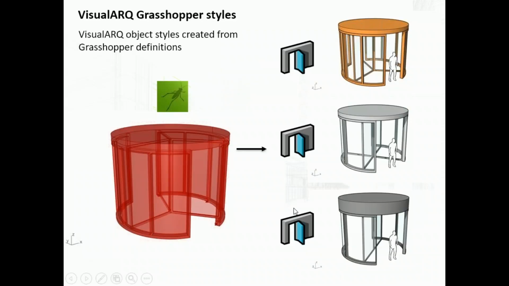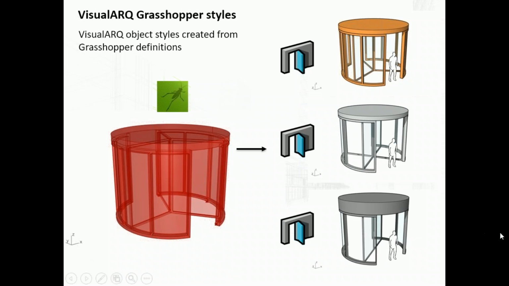Also, VisualARQ provides this other integration with Grasshopper that lets you generate objects from Grasshopper definitions. Okay, you will see later on that some of the standard VisualARQ objects are very simple in terms of level of detail, but with this integration, you can generate your custom dynamic blocks as Grasshopper definitions and import them as new objects in VisualARQ.